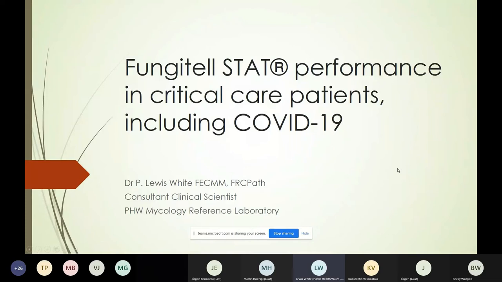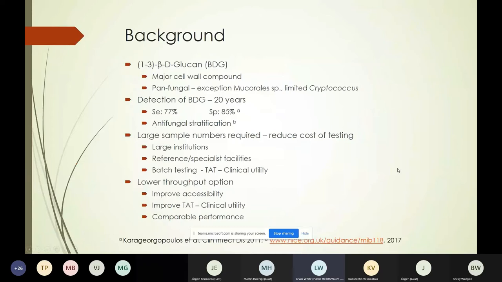Okay, so background, and Jürgen's done a fantastic job of already describing much of what I'm going to say on this slide. BDG is a major cell wall compound of many fungi, the exception being the Mucorales and obviously the Cryptococcus species. And I also think Blastomyces has a limited amount of BDG in its cell wall. In terms of overall detection, it's been around for over two decades. And when you look at meta-analyses, sensitivity and specificity average out somewhere around that 80% mark for both parameters. But what we do find is that if you get sequential positivity for BDG, you can drive that specificity up.